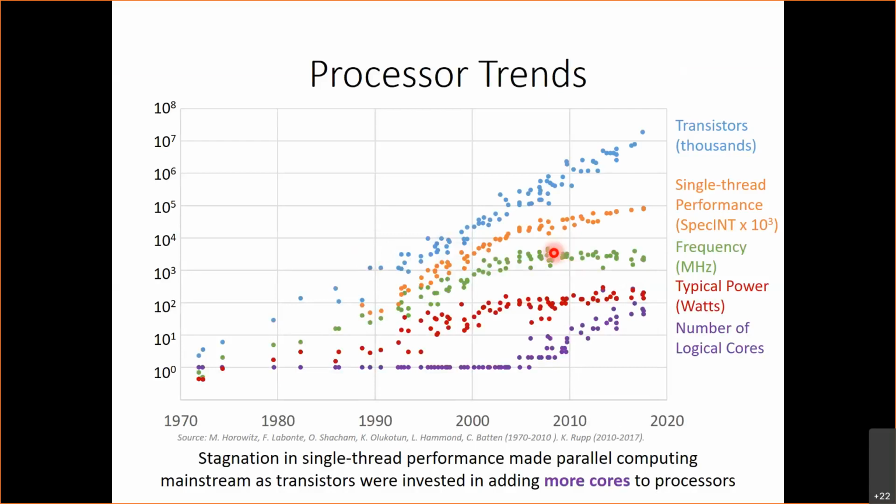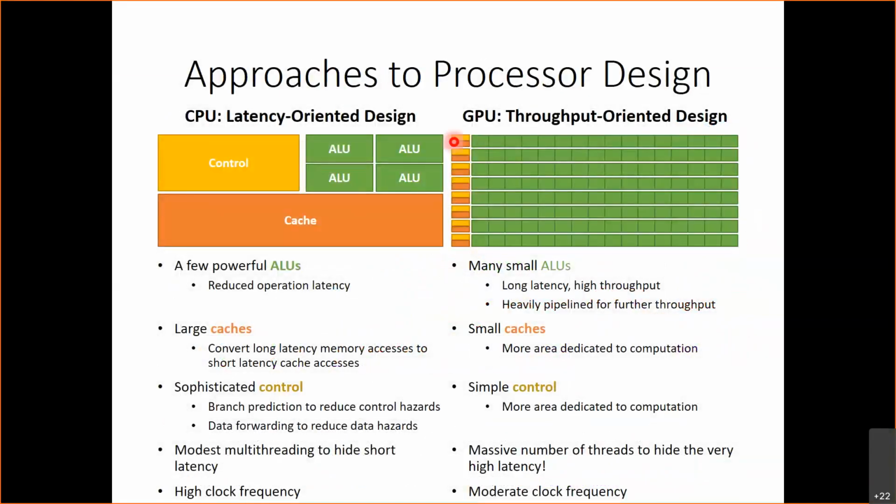So far, we looked at the beginning of the course how single thread performance has stagnated because frequency has stagnated because of the power wall, and this led to this move towards parallel computing. And we also looked at the difference between the design of a CPU, which is a latency-oriented design, and the design of a GPU, which is a throughput-oriented design.